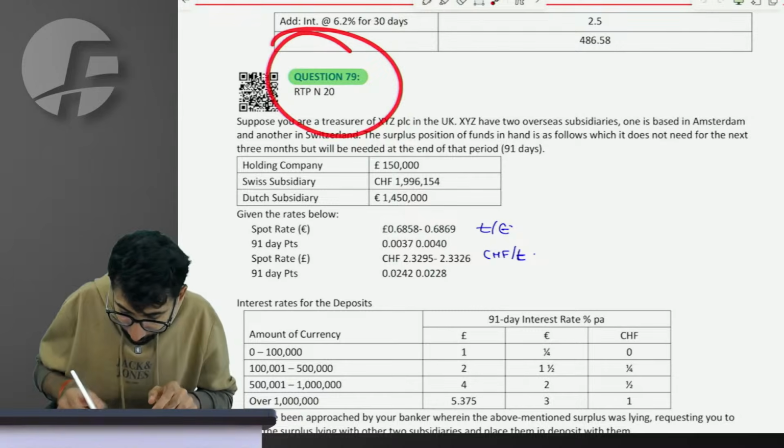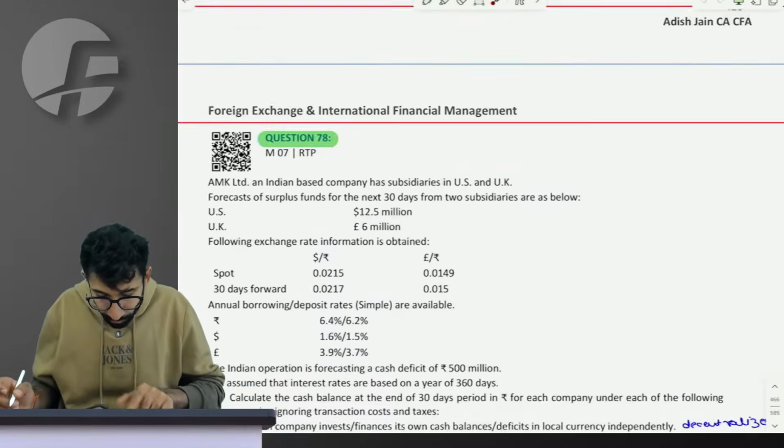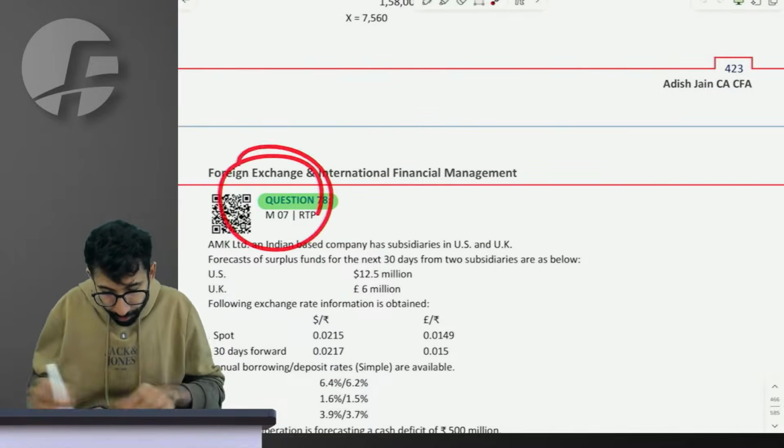Using this, if we solve a practical question, you'll be able to connect how simple everything is. Question number 79 from the study material, let us solve. Or maybe we can solve the 78th question in the study material.